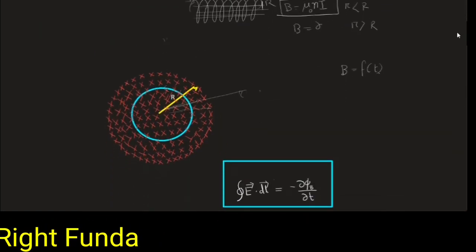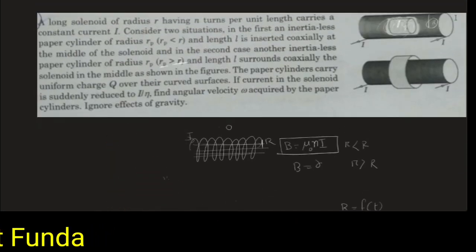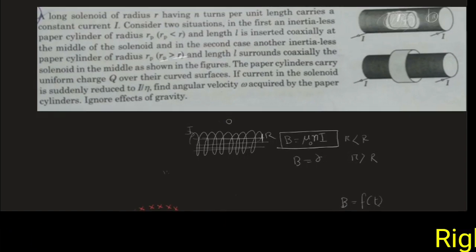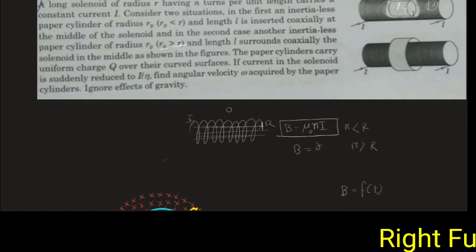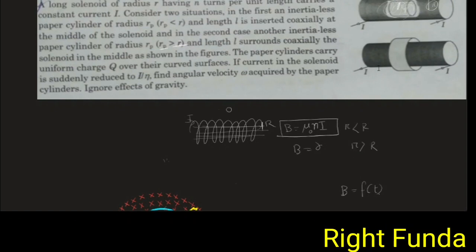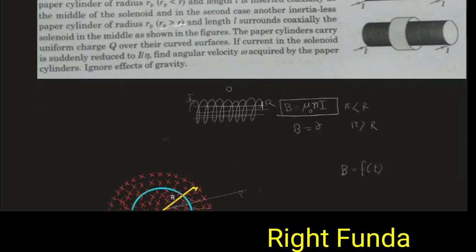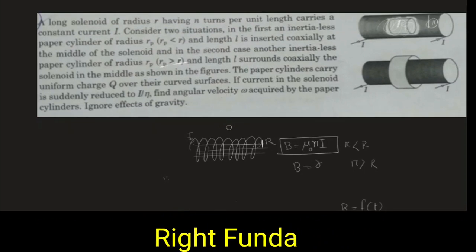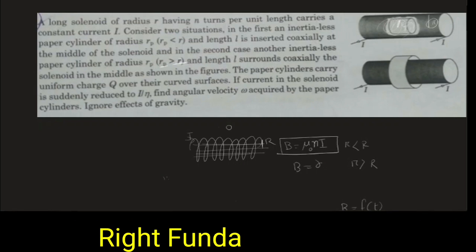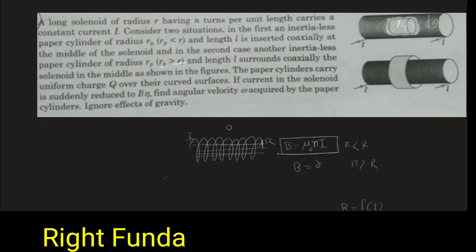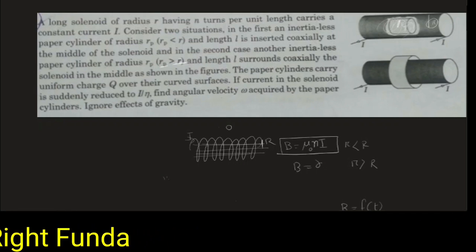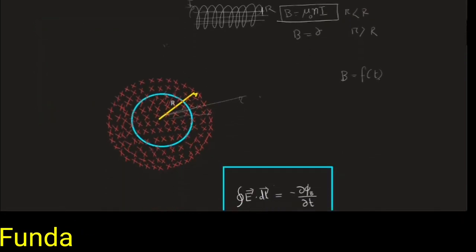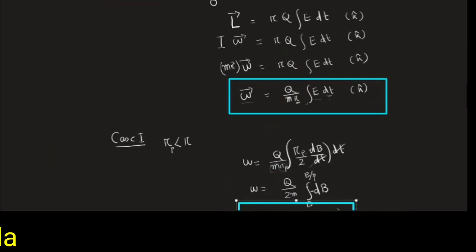So what happened? The main thing is that the solenoid was producing some magnetic field. The magnetic field is suddenly changed, so it is time varying, and an electric field will be induced. So if I put a cylinder here having a charge, then it will start experiencing torque. The time taken for the magnetic field to reduce from B to B by eta is a very small time. That is not given, but anyhow, this dt gets cancelled.